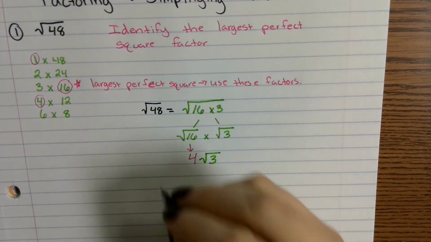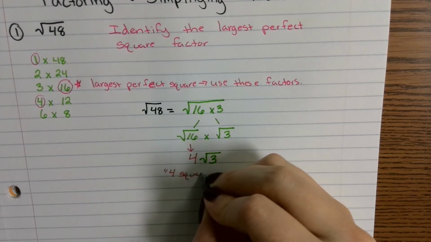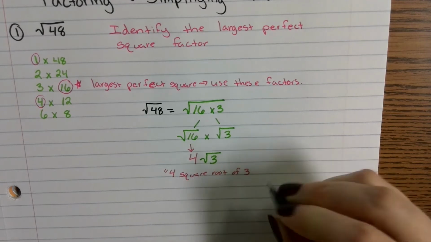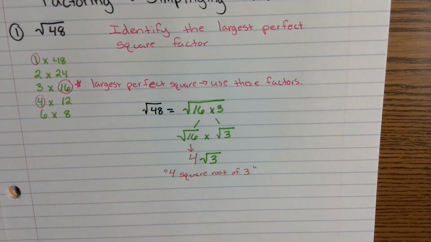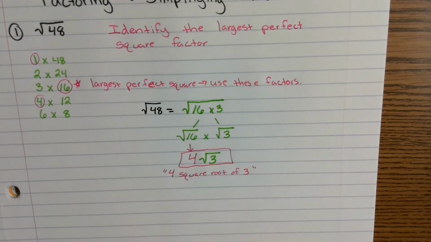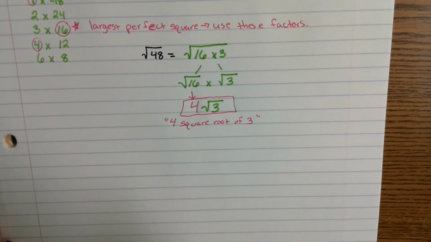And the way that we read this is 4 square root of 3. So when I say that you need to simplify your radicals, this is what I mean that you need to be doing. This is simplifying your radical expression.